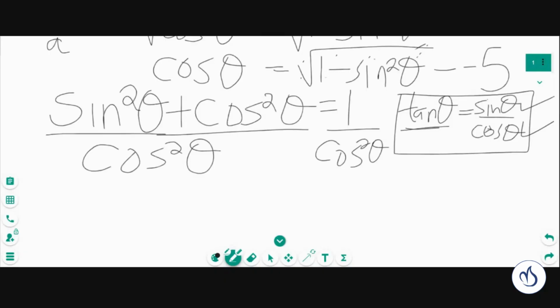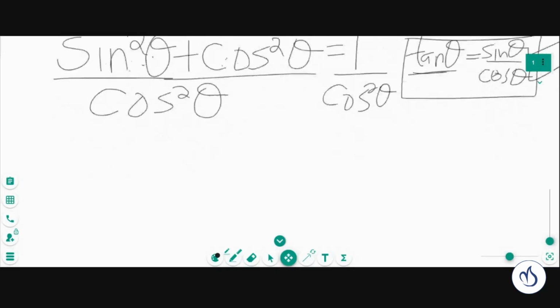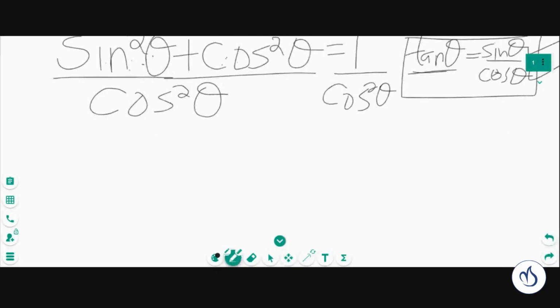These numerators are all going to be divided by this denominator. I will take us through it. I can split this numerator, and I'll have the sine squared theta over our denominator, which is cos squared theta.